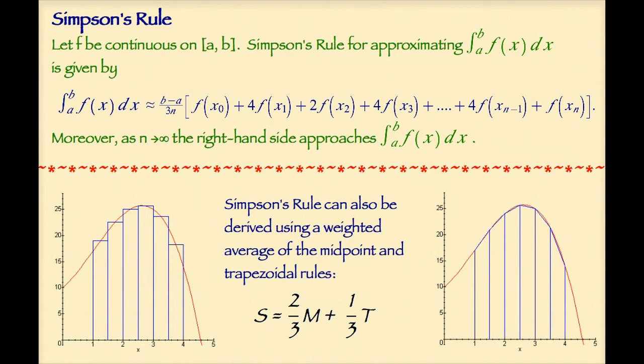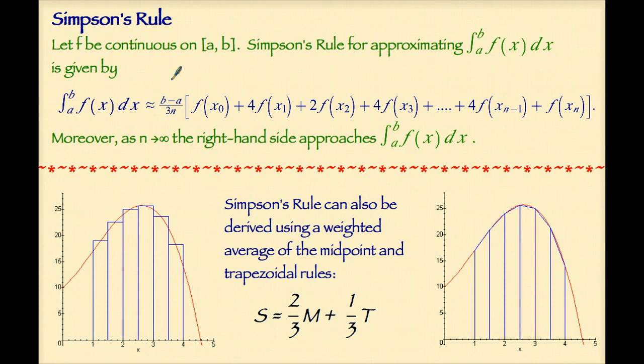Another method for approximating area under a curve is Simpsons rule. Let f be continuous on the closed interval ab. Simpsons rule for approximating the integral of f of x dx from a to b, which is the area under the function curve f of x from a to b, is given by b minus a over 3n times the quantity f of x sub 0 plus 4 f of x sub 1 plus 2 f of x sub 2 plus 4 f of x sub 3, etc., plus 4 f of x sub n minus 1 plus f of x sub n.